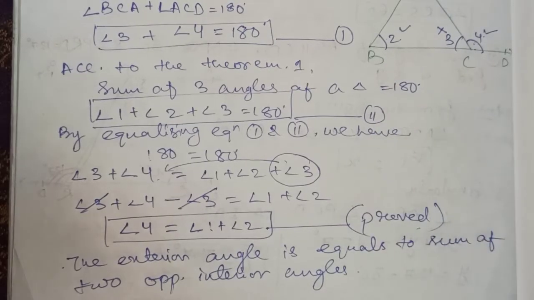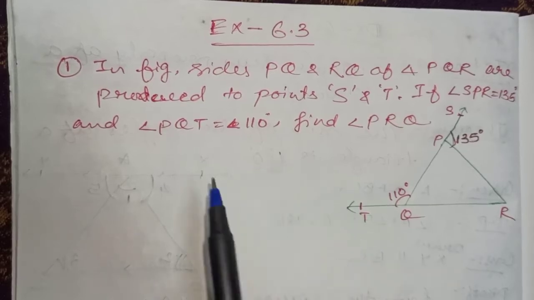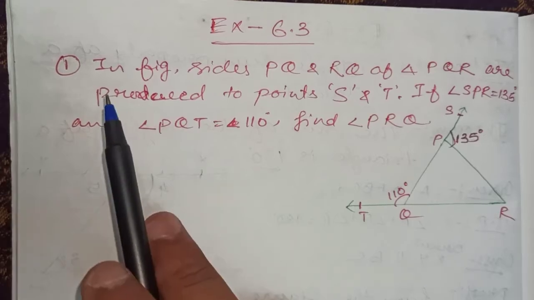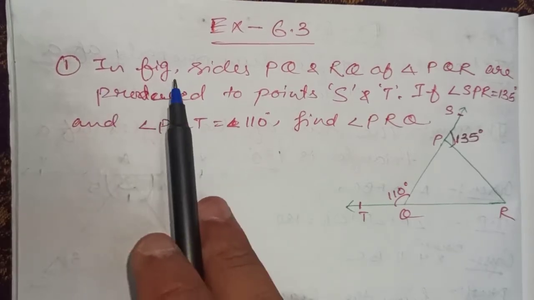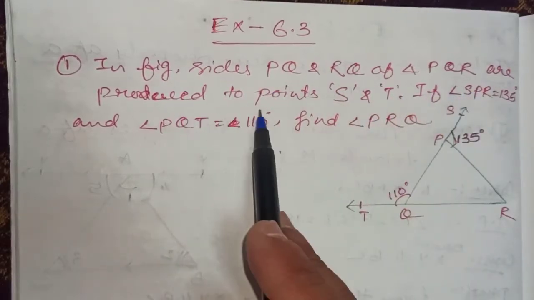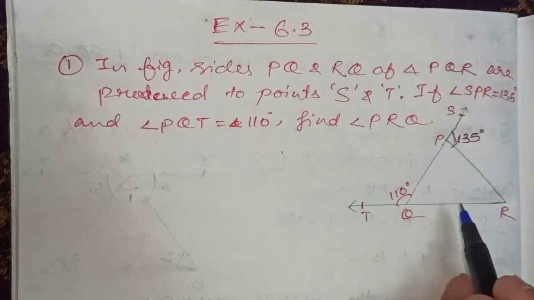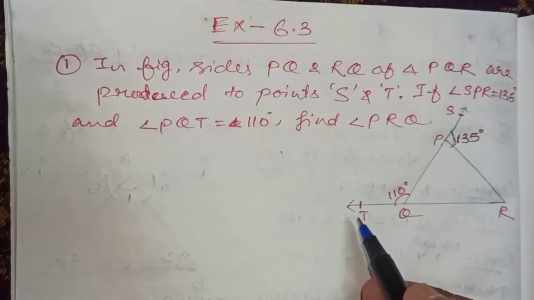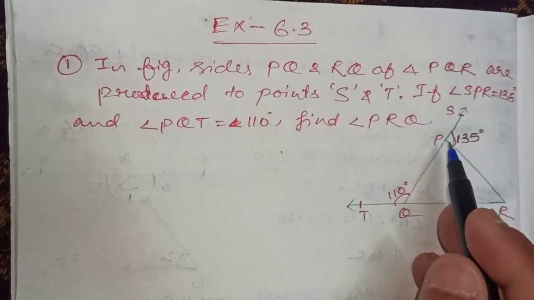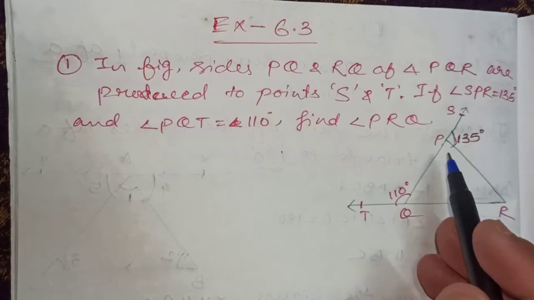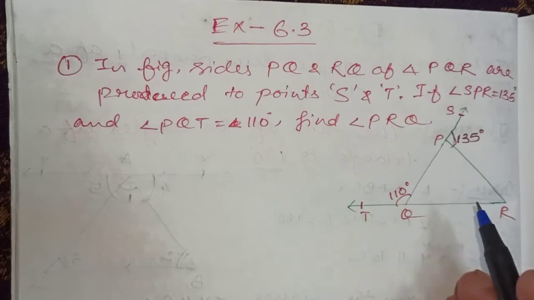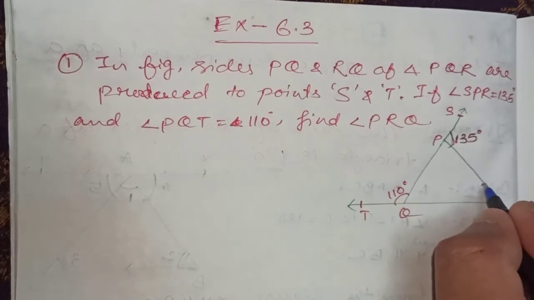Okay, next, after learning all the basic things from exercise 6.3, now we will start solving the questions. The first question of the exercise is given in the figure. Sides PQ and RQ of triangle PQR are produced to points S and T. If angle SPR is 135 degree and angle PQT equals 110 degree, find angle PRQ. This is the angle we have to find out.